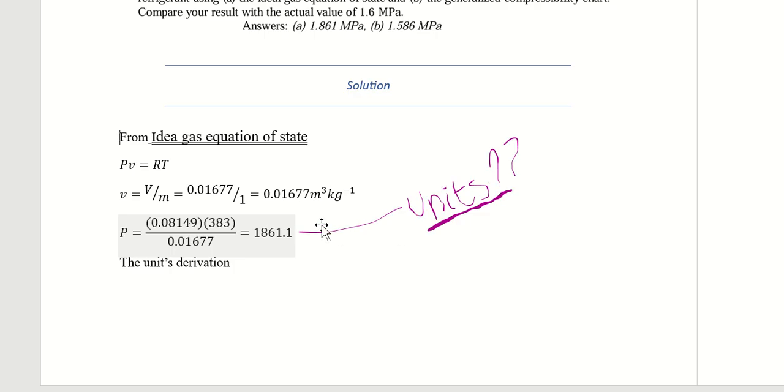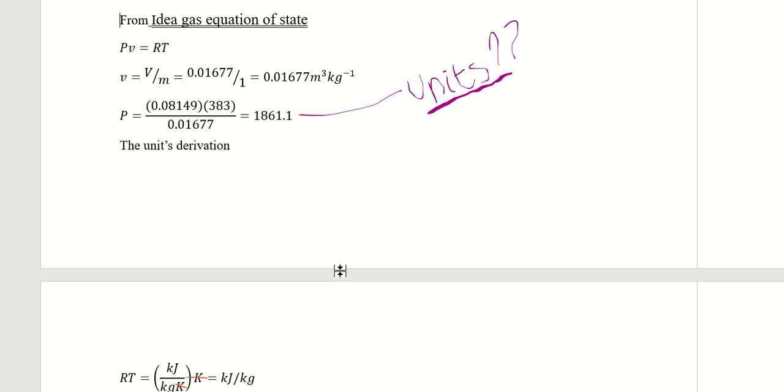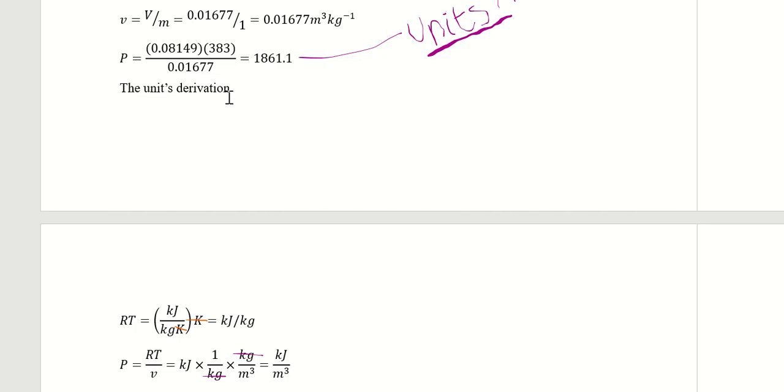You would just put megapascals and you find you're wrong, because the answer is 1861.1, not 186. So we're going to derive the units and see how we get to this answer. So I put units derivation.